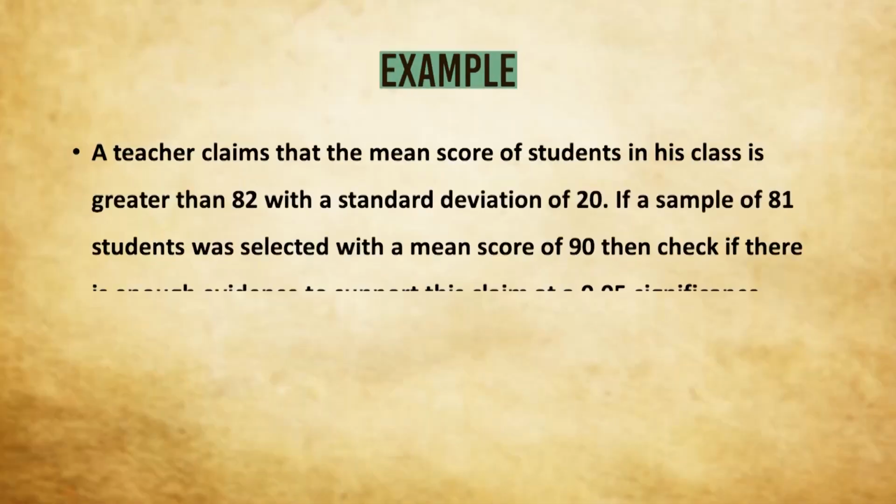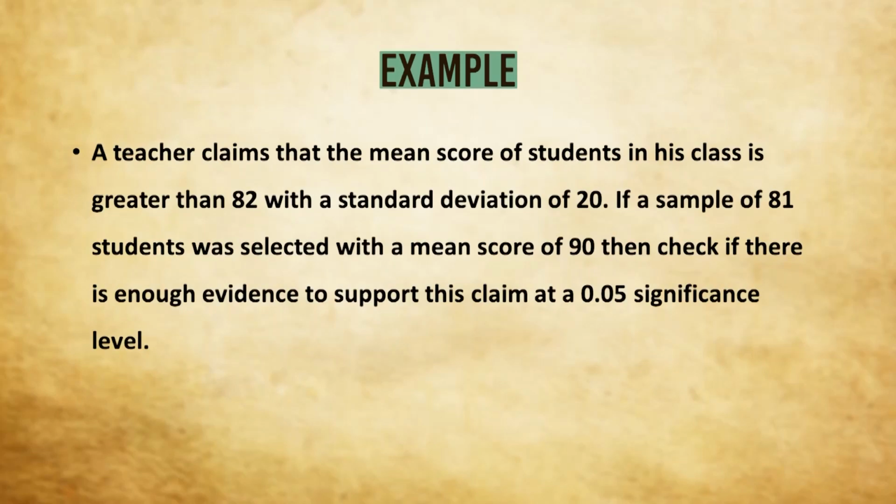We take an example. A teacher claims that the mean score of students in his class is greater than 82 with a standard deviation of 20. If a sample of 81 students was selected with a mean score of 90, then we have to check if there is enough evidence to support the claim at 0.05 level.